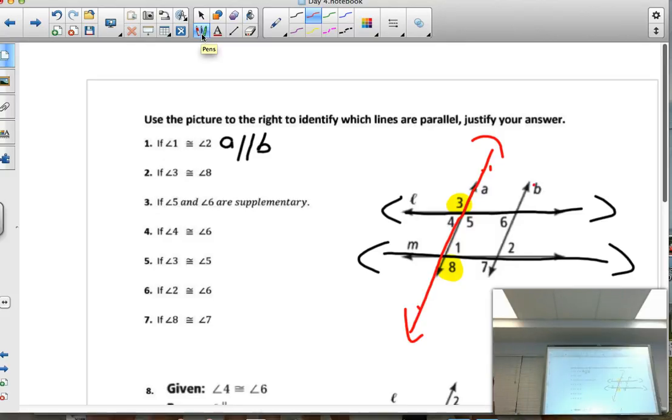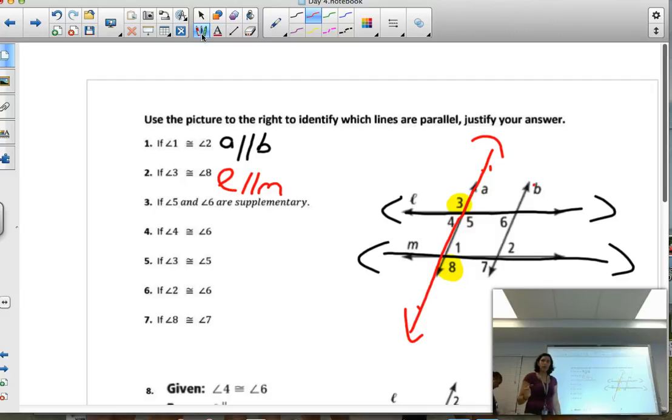Okay? So notice that I didn't draw in B because my two angles don't touch B. It has nothing to do with B. You could even cover it up with your paper if you want to. Alright? So which two lines are parallel? L and M. L is parallel to M.